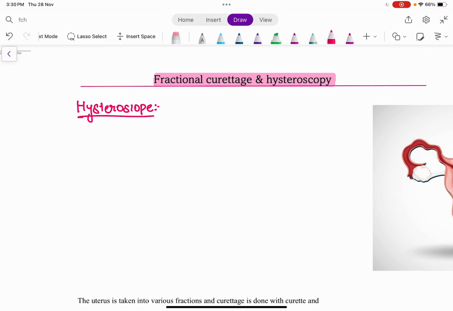That is the advantage of hysteroscopy, and it is similar to an endoscope, which is most commonly used by the gastroenterologist. Is that clear? Yes. Hysteroscopy is a very large topic, so we'll be discussing it as a separate module. But as of now, since fractional curettage and hysteroscopy is being considered, you need to know what a hysteroscope is.